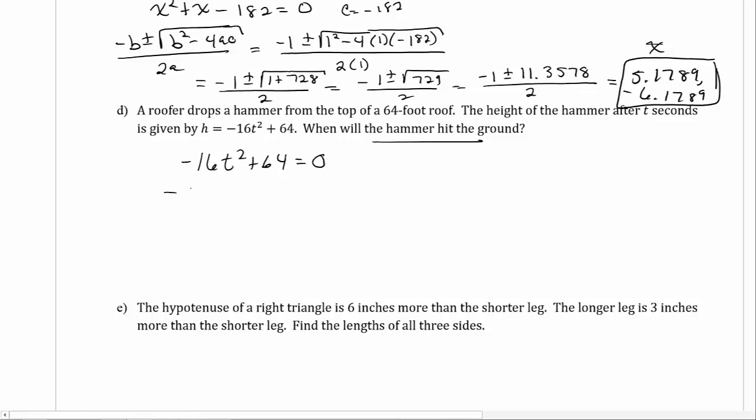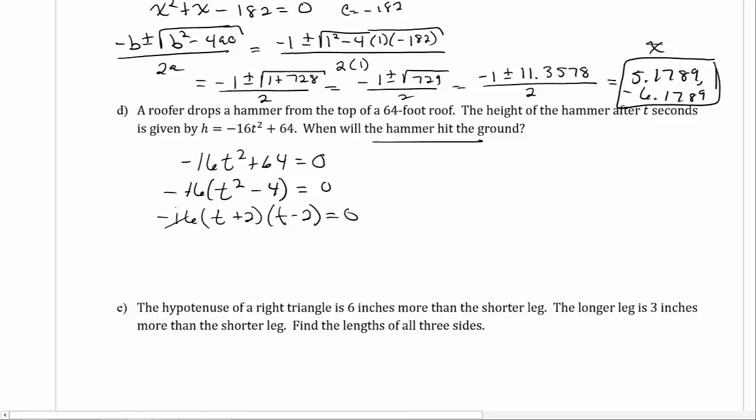And we can factor out a -16 from this, and that would give us t squared, and I think that's 4. Yep. And now it's going to be -4 because we're factoring out a -16. And then -16, we can factor t squared minus 4. It's t plus 2 times t minus 2.